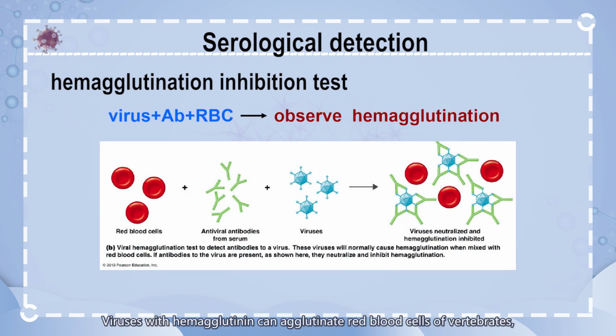Viruses with hemagglutinin can agglutinate red blood cells of vertebrates, which is called hemagglutination. This phenomenon can be inhibited by the corresponding antibody, which is called hemagglutination inhibition. In this test, the known virus is mixed with the patient's serum, and red blood cells are added to observe whether red blood cell agglutination is inhibited.